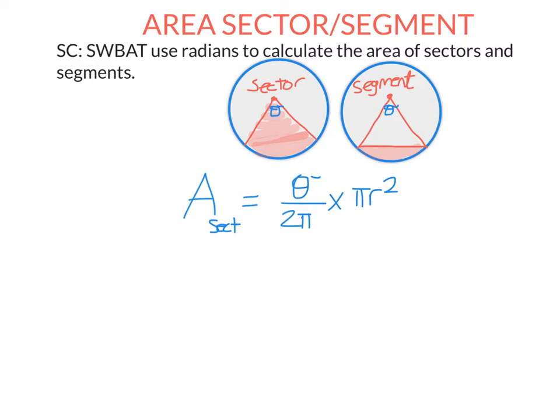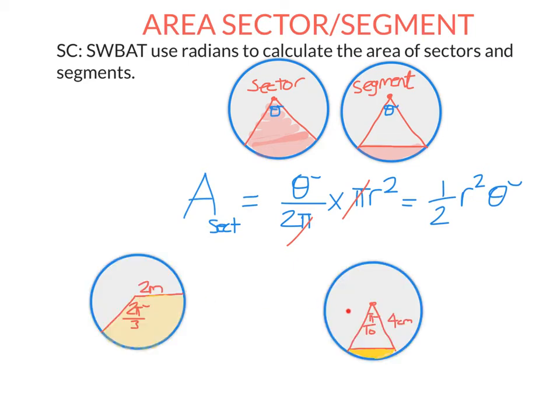Once again, we can do a bit of cancelling. So the area of a sector, if theta is in radians, is just a half times the radius squared times the angle in radians. That's how we find the area of this part here. And as I said before, if we want to find the area of a segment, we just use this formula to find the area of the sector and then subtract the area of the triangle. So let's look at some examples.